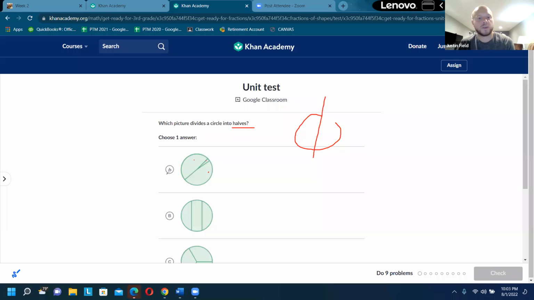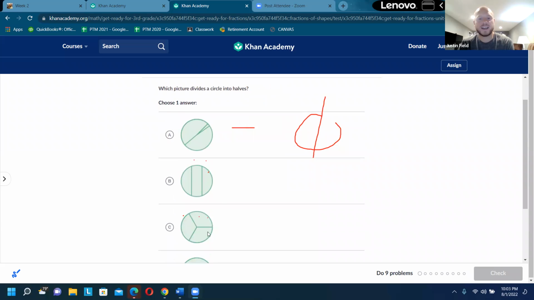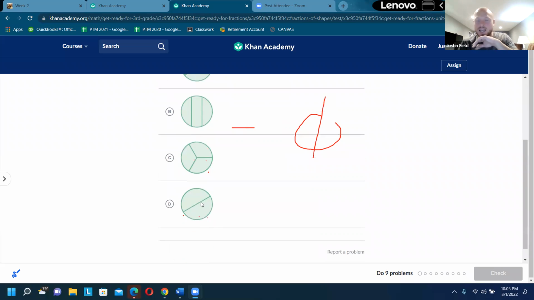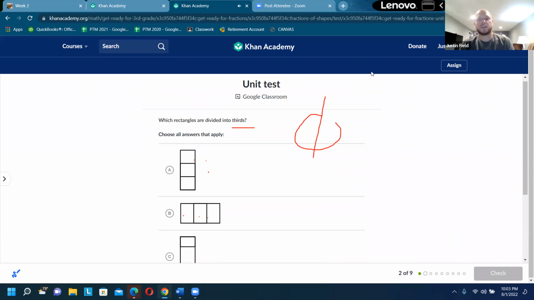So this is not right because this is 3. This again, 3. So this is not looking good for our choices. Again, C is 3, but at least this time they're equal. And D is the only one, you see, that circle has a dividing line into 2 equal pizza slices, nice big slices.